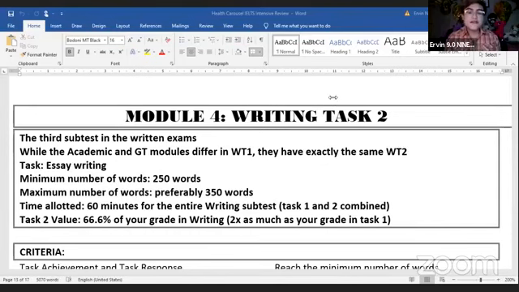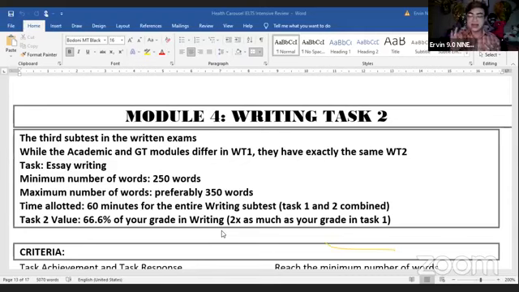So for the benefit of the others who are not yet sure which one to take, the academic or the general training module, I'll give you an idea. The academic module is usually intended for, number one, those who are going to apply for a student visa. Regardless of the school, country, or course, it's the academic module that you're going to take if you're applying for a student visa.